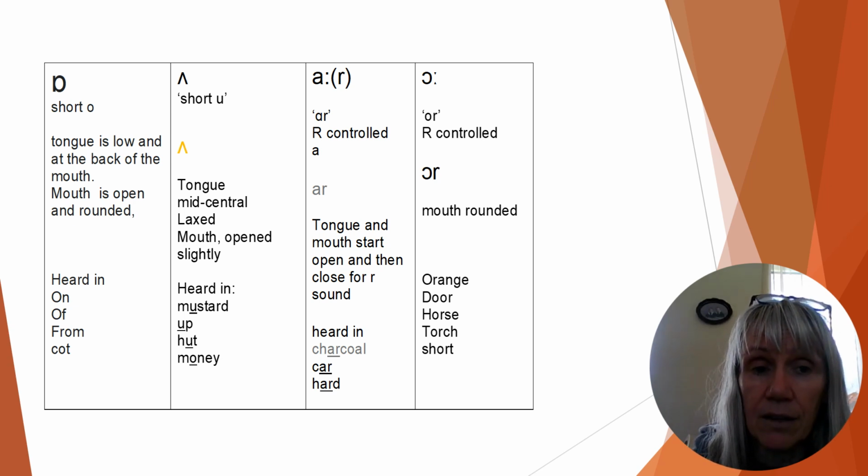The next one is an upside down V, which is a short U sound. And in Canada, it's the same thing. You will see it as that short upside down V. Tongue is mid-central, laxed, mouth open slightly. Heard in mustard, up, hut, money.